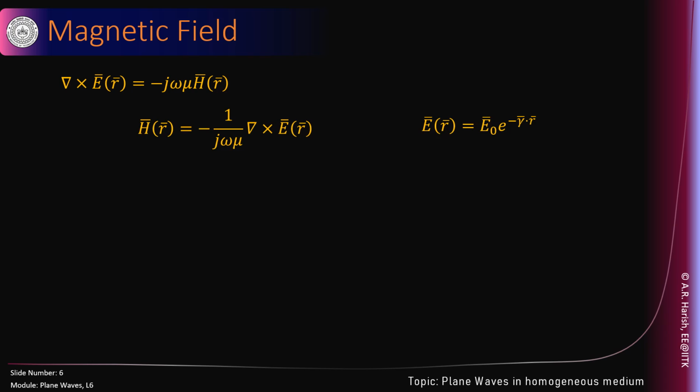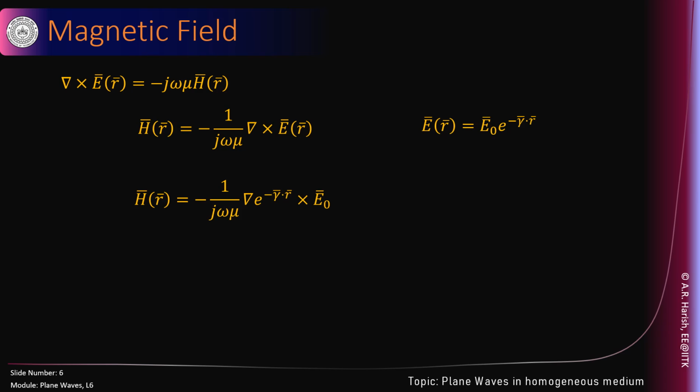Now, what about the magnetic field? We don't even know what the magnetic field is. We'll try to evaluate the magnetic field. In order to do that, we'll take the result del cross E equal to minus j omega mu H. We know E. We know how to take the curl of E. Therefore, you can find out H. Let's do that. That's very straightforward. H is 1 upon j omega mu del cross E, and E itself is E naught e to the power of minus gamma dot r.